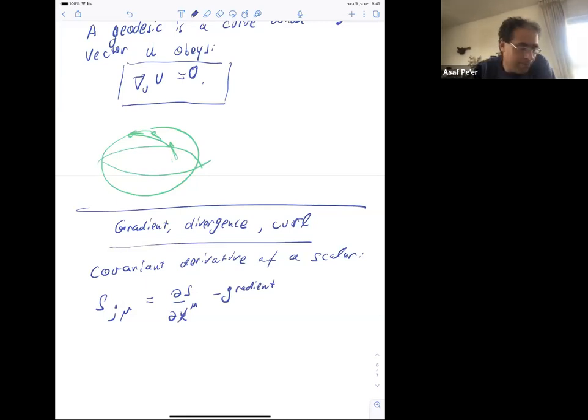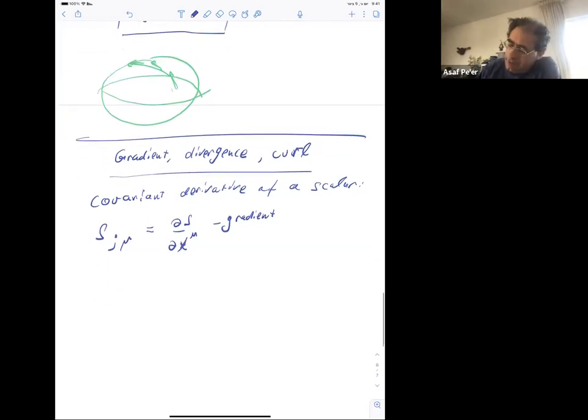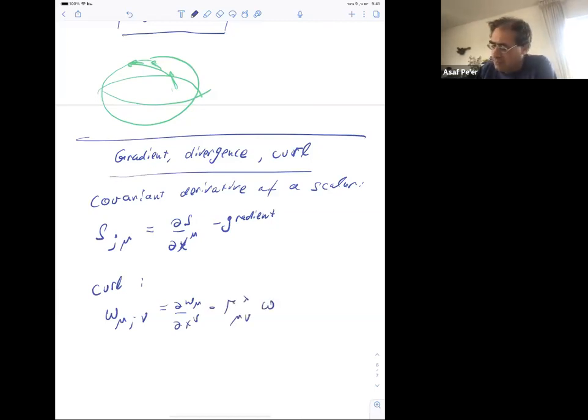Another very simple special case, the curl. If I think of the curl of a covariant vector, remember, I have omega mu. It's a covariant vector. The curl, so omega mu semicolon nu, is just d omega mu over dx nu minus gamma lambda mu nu omega lambda, right?